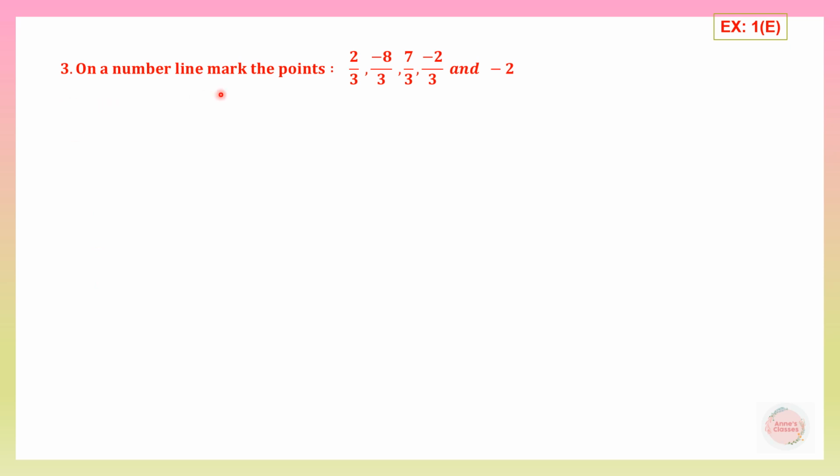Question 3. On a number line, mark these points now. Okay, so let's do that. So we have drawn a number line with 2 arrowheads. Now put your 0 now. Look at the denominators. It's 3. That means we are going to divide this into 3 parts.